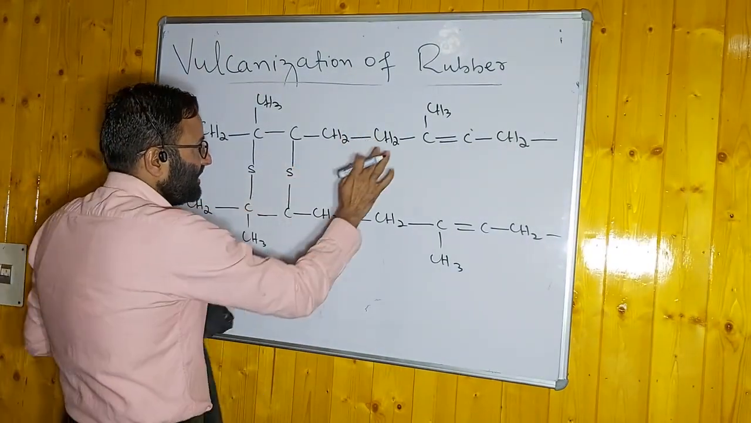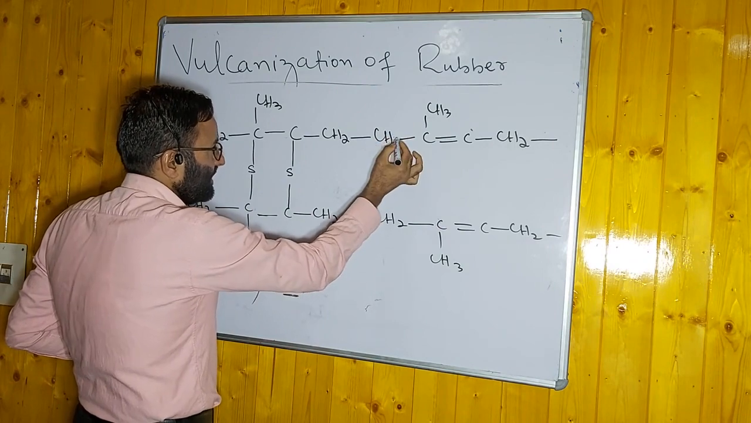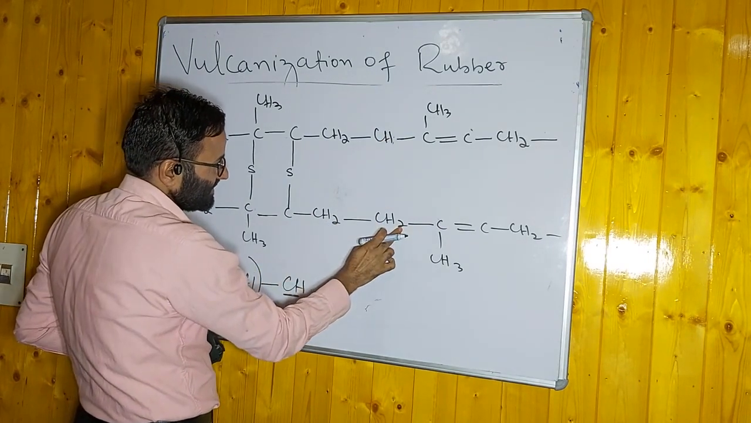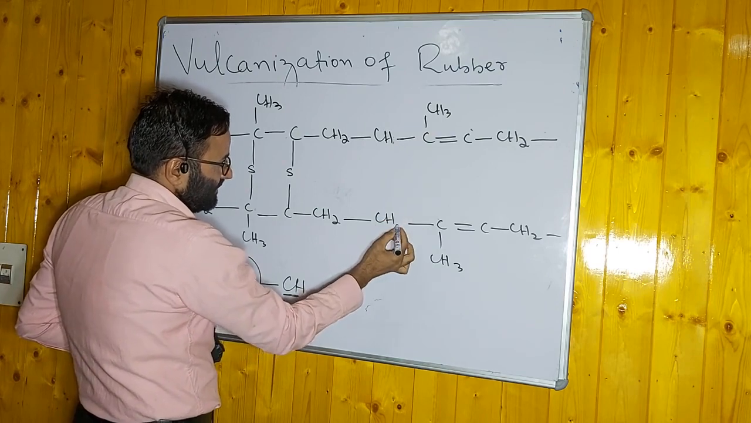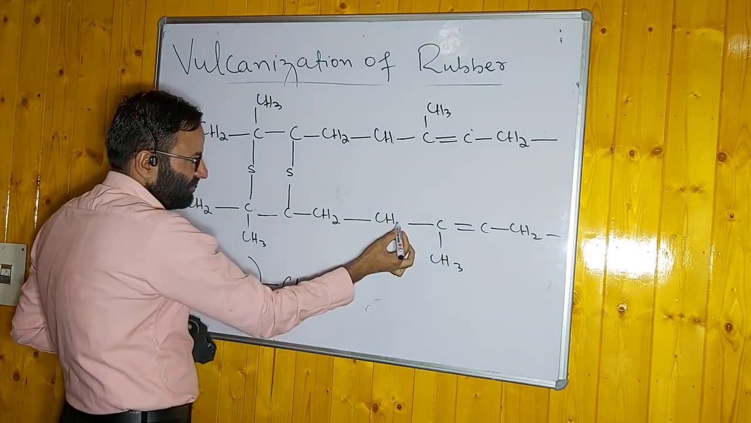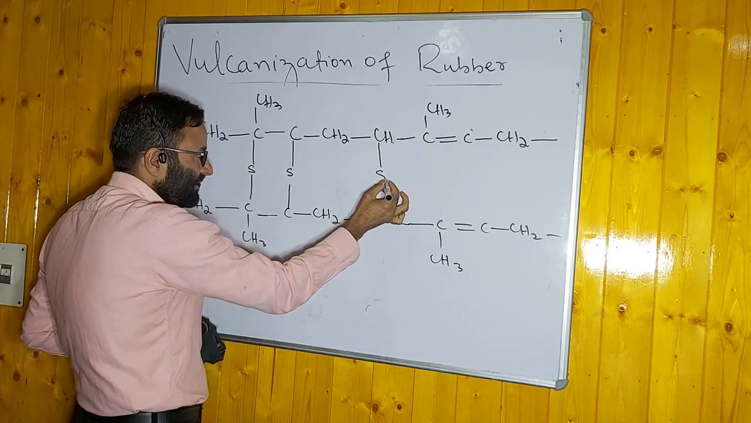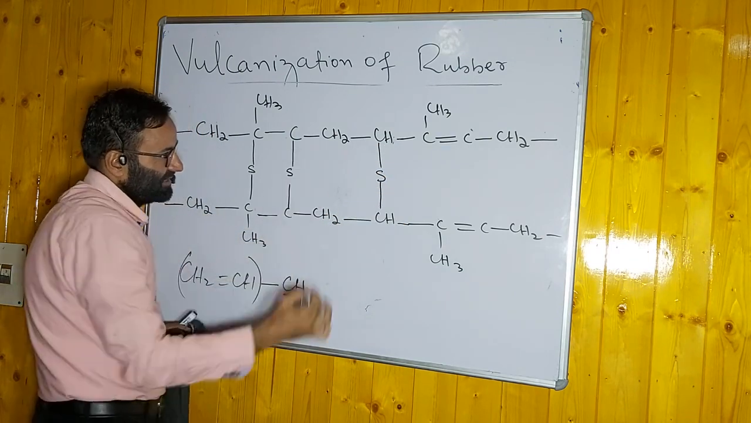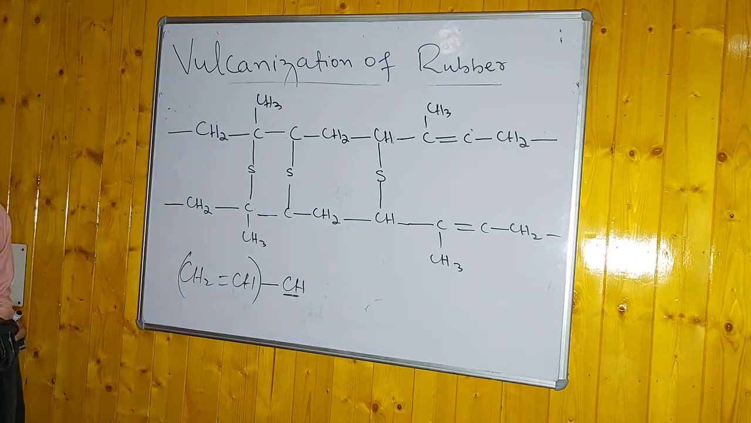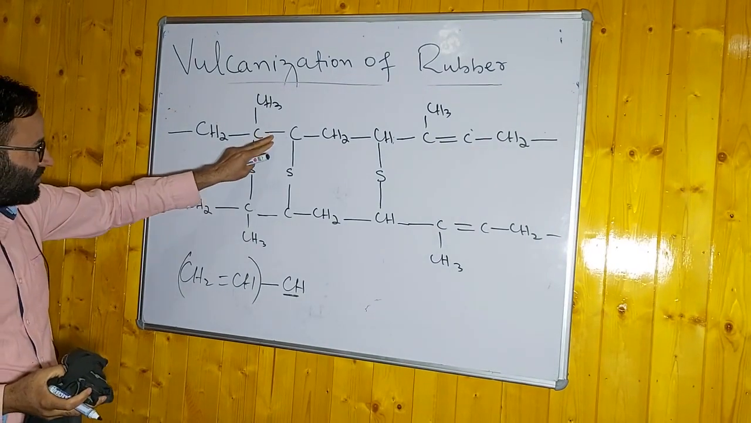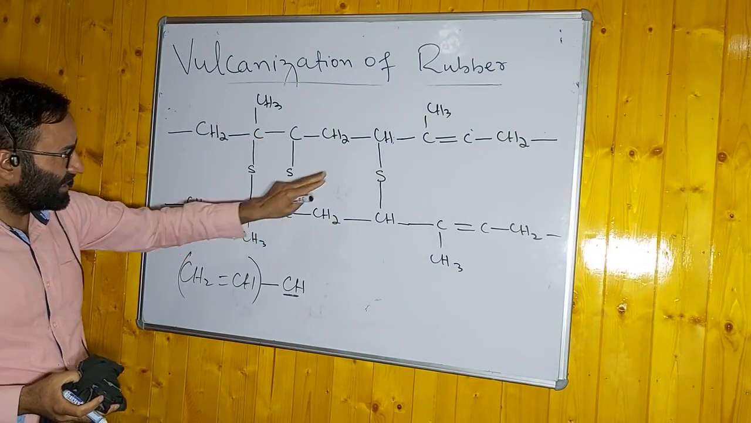For example, hydrogen will be removed here during the heating process. One hydrogen, for example, we have this hydrogen. This hydrogen will be removed during the vulcanization process. A sulfur bridge will be formed at the allylic position. It means that sulfur bridges are being formed at two positions: one is at the reactive carbon-carbon double bond position, and the second is allylic.